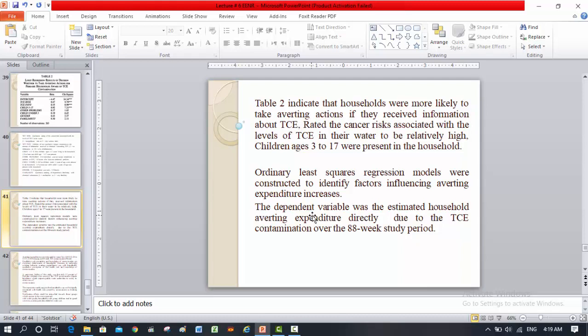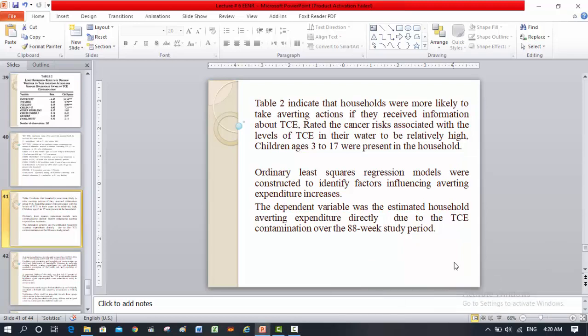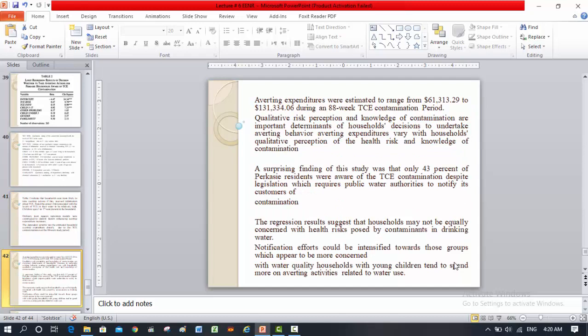Ordinary least squares models were then constructed to identify the factors influencing the averting expenditure, and the dependent variable was estimated as household averting expenditure directly related to TCE contamination over the 88 week study period. The results showed that averting expenditures were estimated to range from 61,313.25 to 131,334 during the 88 week TCE contamination period. Qualitative risk perception and knowledge of contamination were important determinants of the household decision to undertake an averting behavior expenditure.